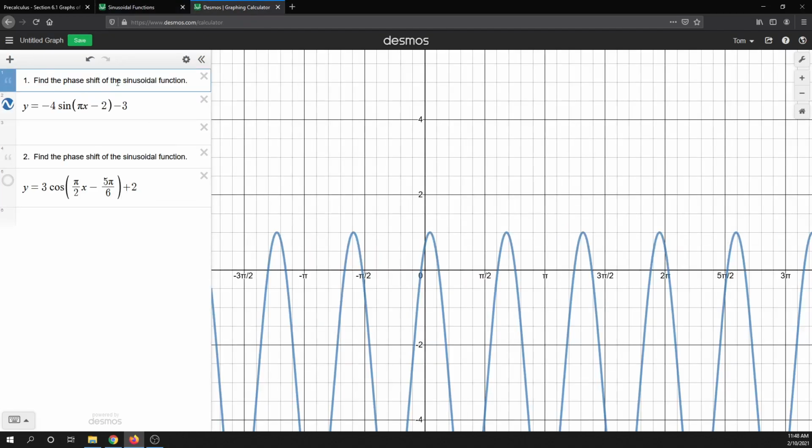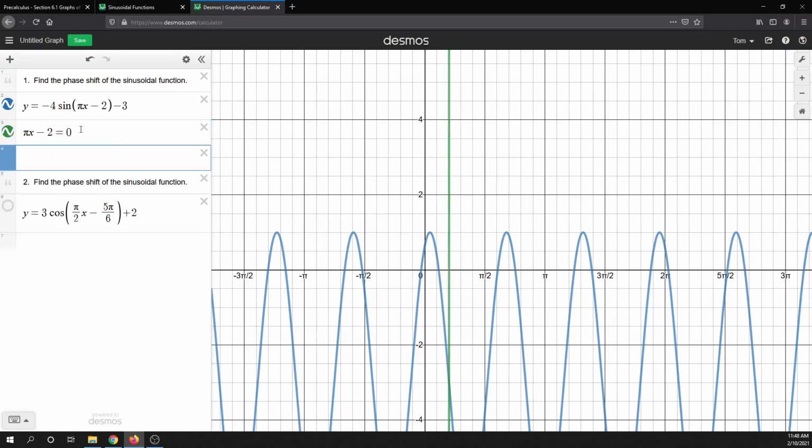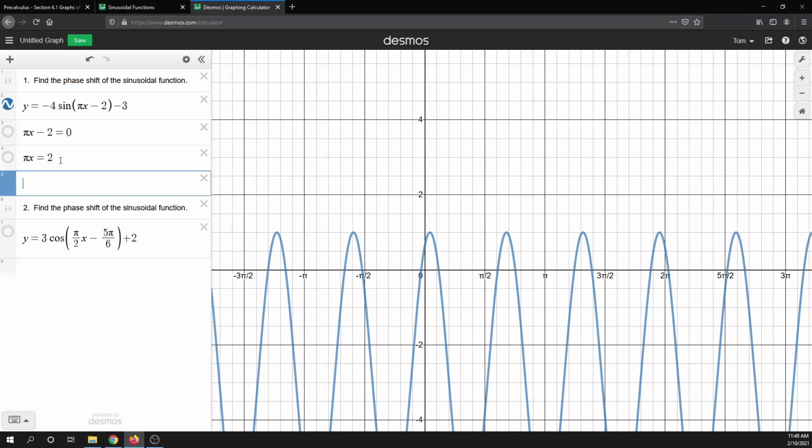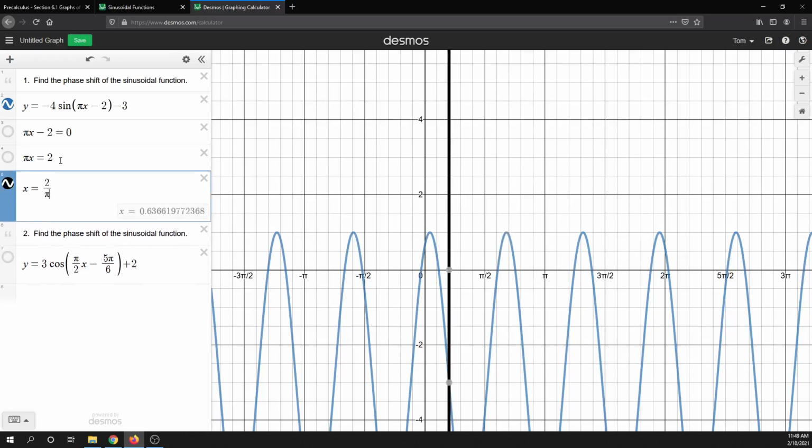Find the phase shift of the sinusoidal function. What you're going to do is just take this inside part, pi x minus 2, and set it equal to 0, and then solve that out. So you would add 2 to both sides to get pi x equals 2, and then divide both sides by pi to get x equals 2 over pi. Here is the phase shift.